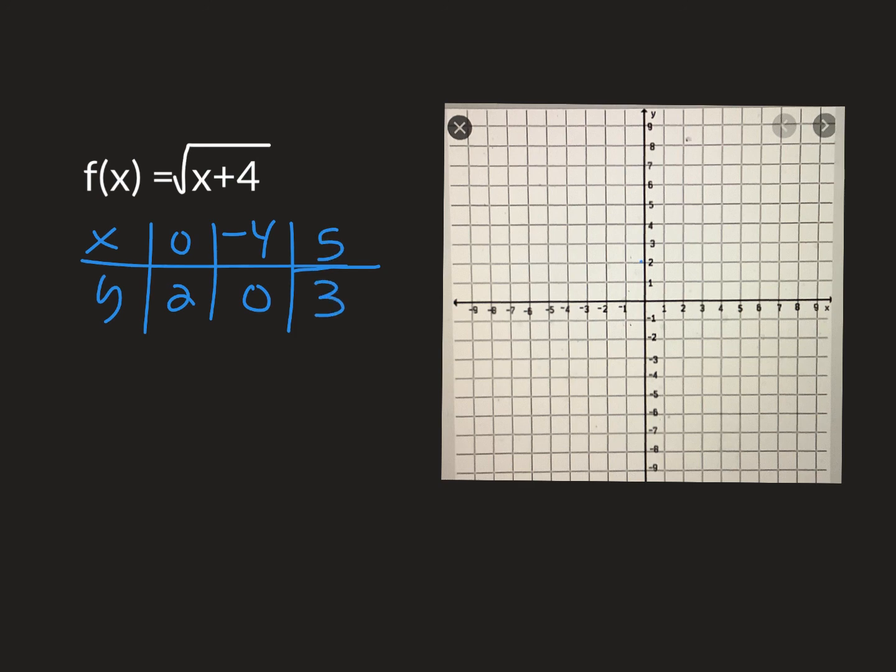I got 0, 2, which is here. -4, 0, which is way over here. 5, 3, which is here. And the 3 is enough right there. So remember, we know what the shape's going to look like. It's just a matter of where it is. And that's where it's going to be.